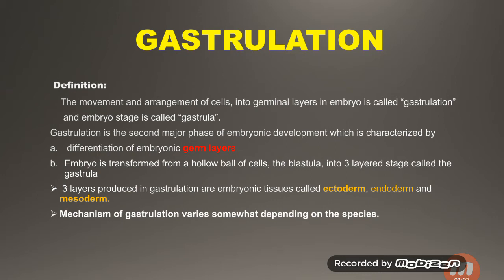Three layers produced in gastrulation are embryonic tissues, which are called ectoderm, endoderm and mesoderm. And the mechanism of gastrulation varies depending upon the type of the species.